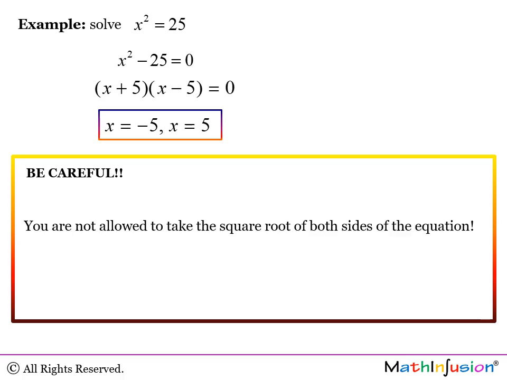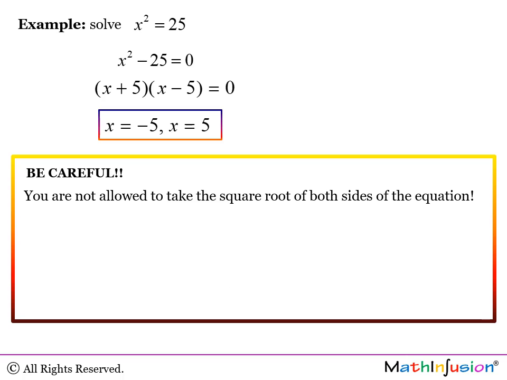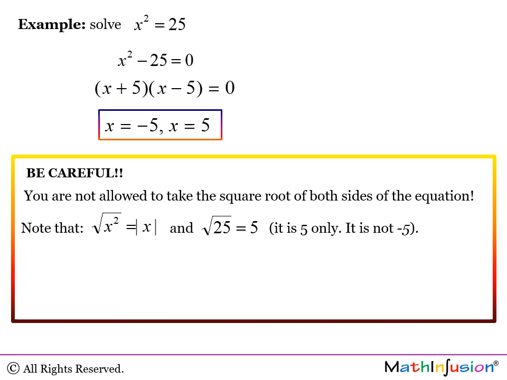Be careful now. You are not allowed to take the square root of both sides of the equation. This is a very common mistake. Don't do it. The reason is that the square root of x to the power of 2 is not x, but x in absolute value. Because of that, the square root of 25 is 5. So if I make this mistake, I will get that the answer is only x equals 5.